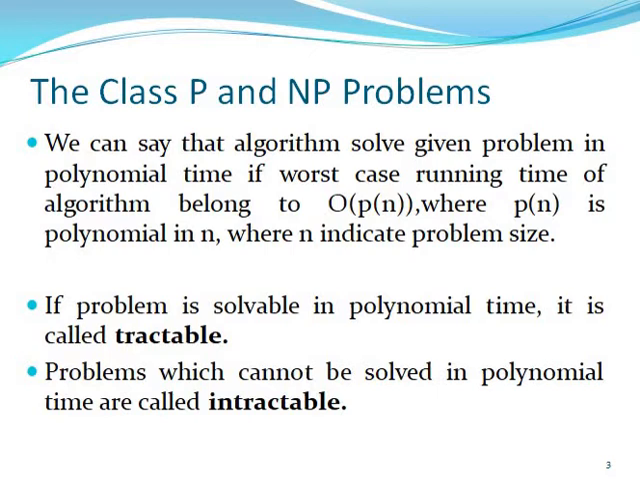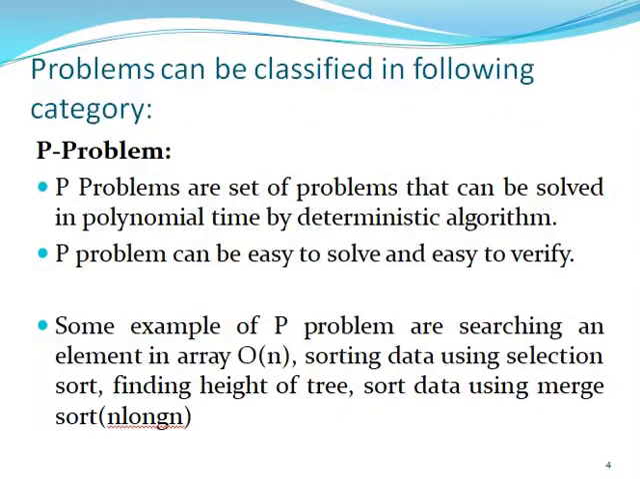Next, what are tractable and intractable problems? If the problem is solved in polynomial time, it is called a tractable problem. The problems which cannot be solved in polynomial time are called intractable. So these are the two types, tractable and intractable. Now we can classify the P problems. They are the set of problems that can be solved in polynomial time by a deterministic algorithm. P problems are easy to solve and easy to verify.